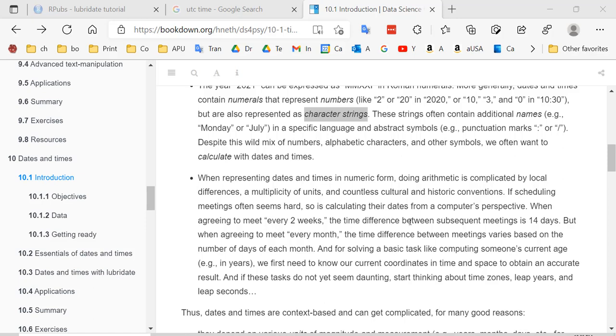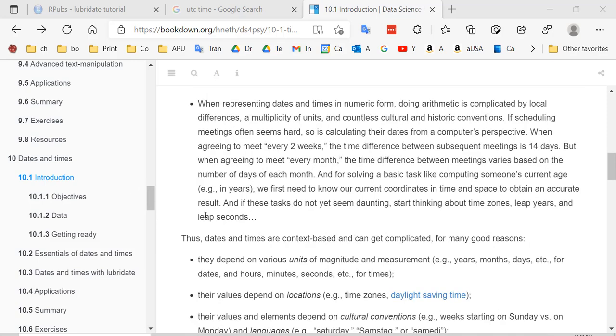When agreeing to meet every 2 weeks, the time difference between subsequent meetings, of course, is 14 days. When agreeing to meet every month, the time difference between meetings varies based on the number of days in each month. And for solving basic tasks like computing someone's current age in years, we first need to know our current coordinates in time and space to obtain an accurate result. So you have to know where you are, because there are time zones and things like that. And if these tasks do not seem daunting enough yet, start thinking about time zones, leap years, and leap seconds. I don't want to think about leap seconds, but I guess somebody has to or had to.